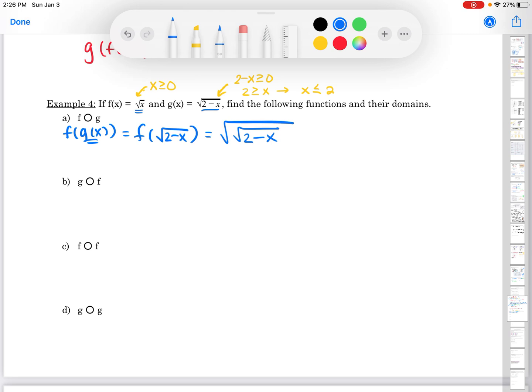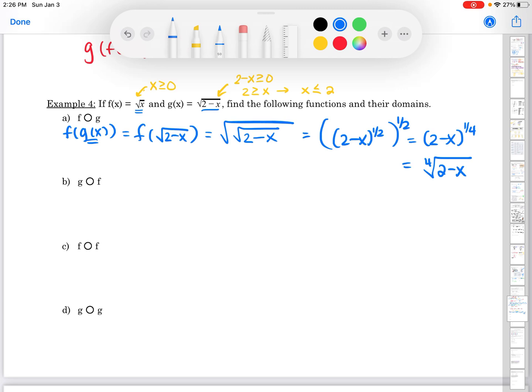Now that looks super messy. Just remember, square root is actually the half power. So I could rethink this as being 2 minus x to the half, and then that all to the half. And that might make this a little bit nicer. We would multiply exponents, so that's actually 2 minus x to the 1/4. Or if you want to put it back to a radical, it's the 4th root of 2 minus x, which might make it look a little bit cleaner.